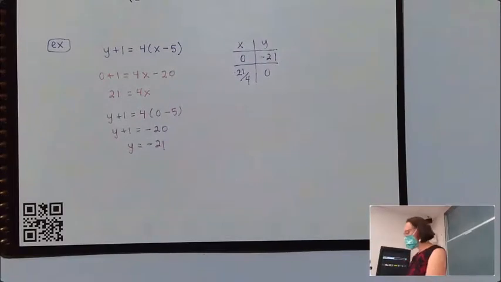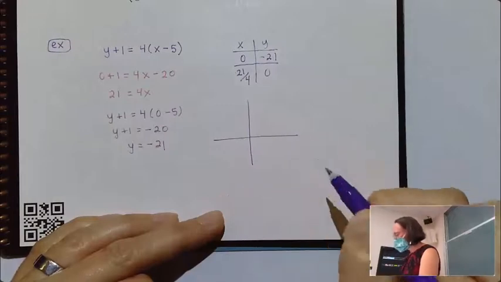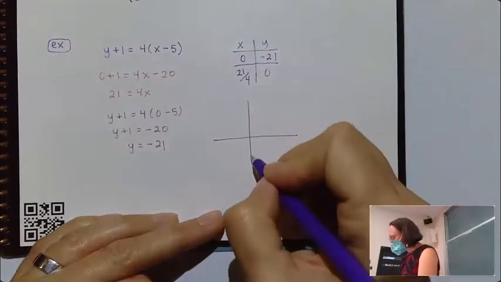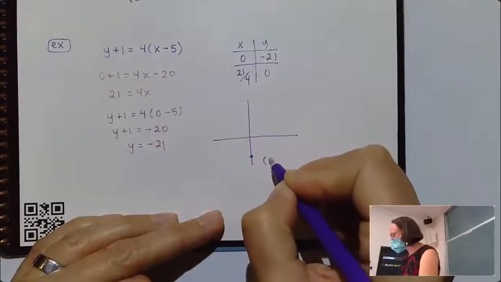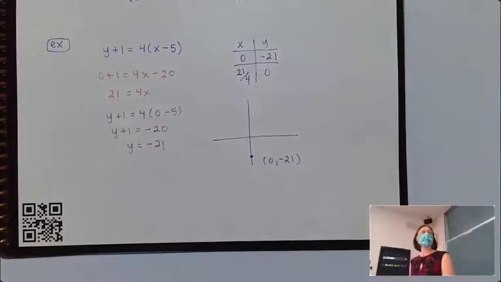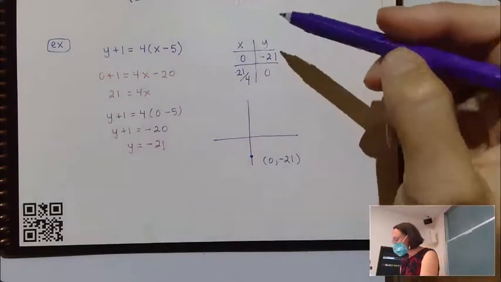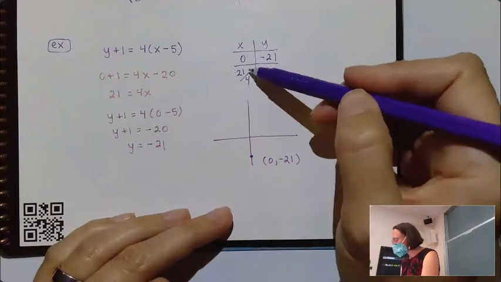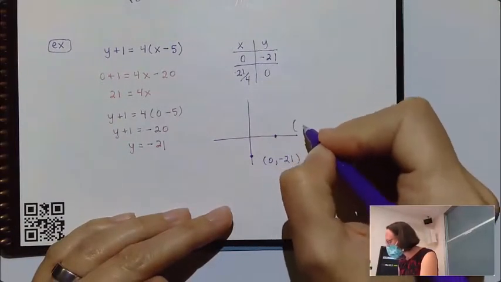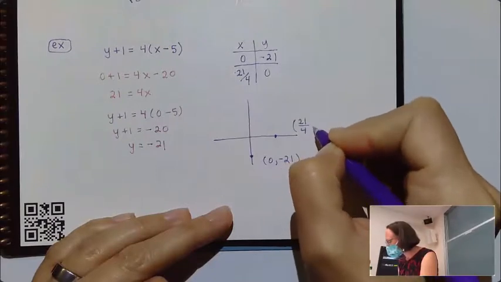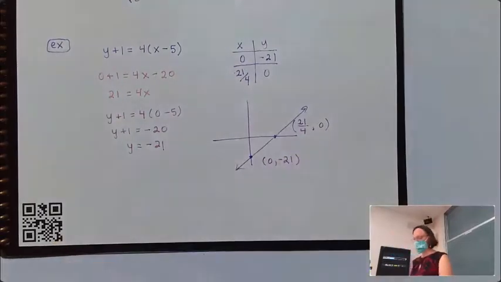That looks better. And now if I put those onto a graph, Y value, -21. And again, I'm just going to label it as 0, -21 and not worry about exactly where it ended up. And then I need an X value of 21/4. Fine, we're just going to call that 21/4, 0, and draw our line in.